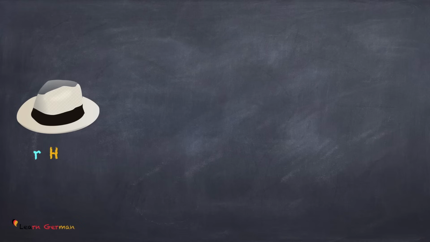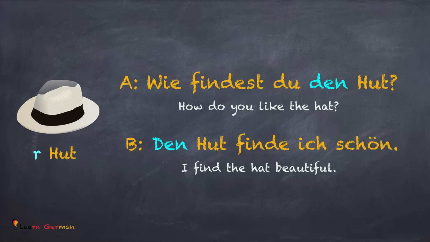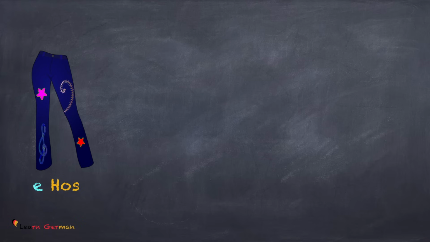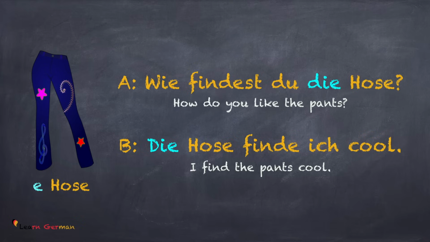So let's again begin with an accusative object in masculine. Wie findest du den Hut? Den Hut finde ich schön. So, as I mentioned before, the accusative article changes only when it's masculine. In case of bestimmte Artikel, der changes to den. Coming to the feminine accusative object. Wie findest du die Hose? Die Hose finde ich cool. So when the accusative object is feminine, the article remains the same as in nominative, that is, die.